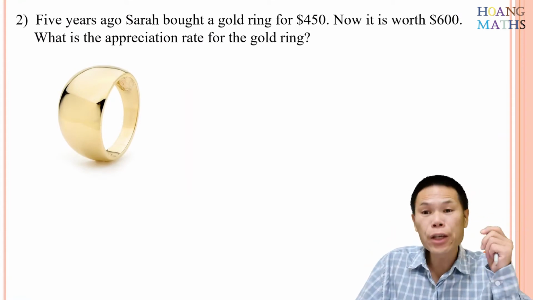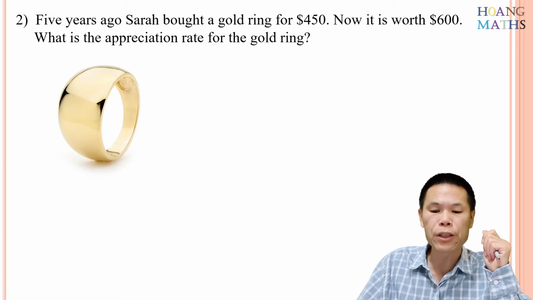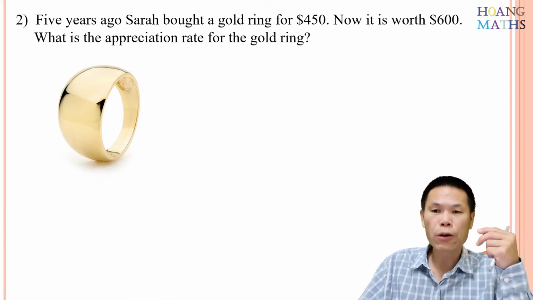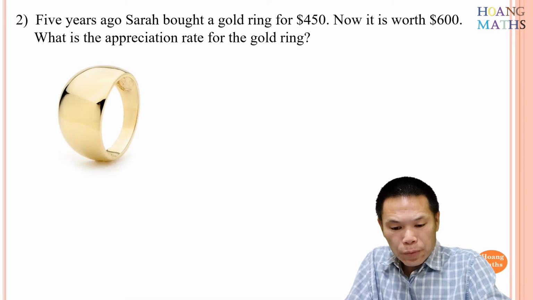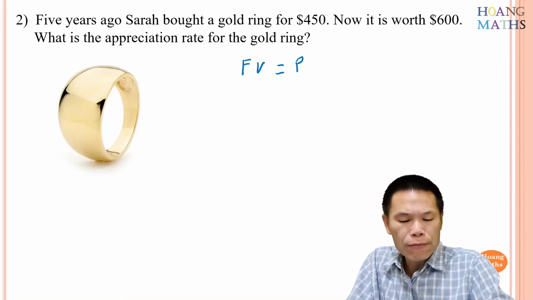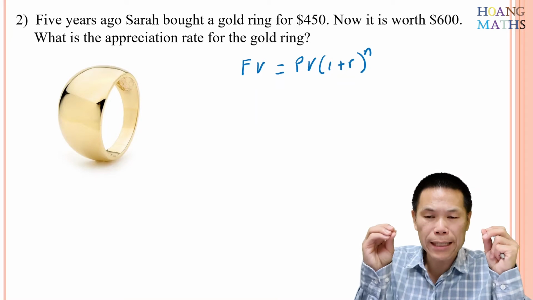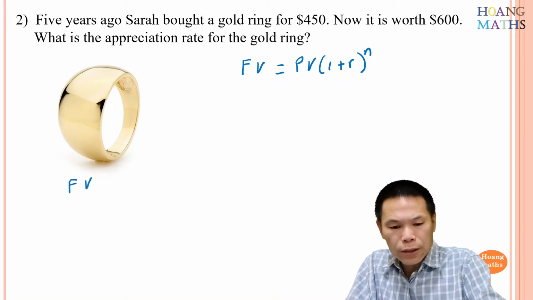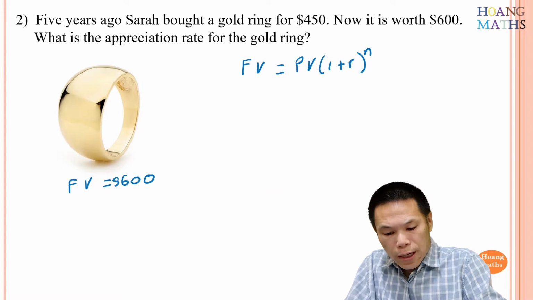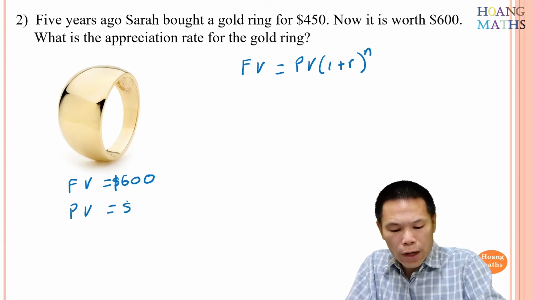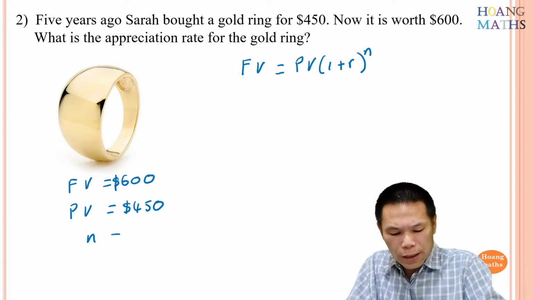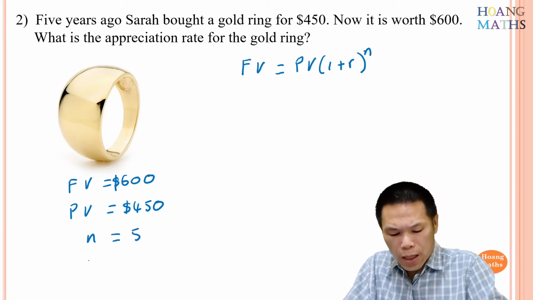Second one. 5 years ago, Sarah bought a gold ring for $450. Now it is worth $600. What is the appreciation rate for the gold ring? First of all, we know the formula is future value is equal to the present value (1 + R) to the power of N, or A is equal to P (1 + R) to the power of N. The future value is $600, the present value is $450, and the time N is 5 years because it said 5 years ago. We need to find the rate.